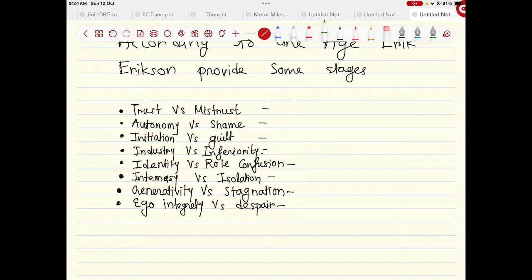So trust versus mistrust, when is it seen? From 0 to 1 year, where the person gave hope. Trust and mistrust: trust someone and mistrust someone also.